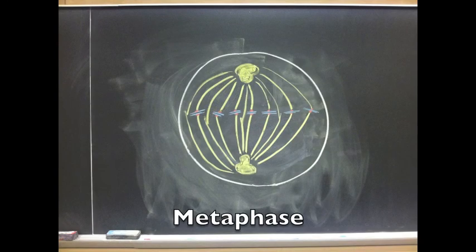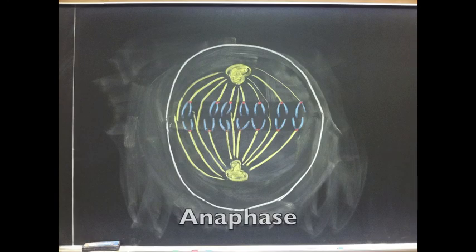In metaphase, chromosomes line up at the metaphase plate at the center of the cell. For each chromosome, kinetochores on the sister chromatids are attached to kinetochore microtubules coming from the asters.